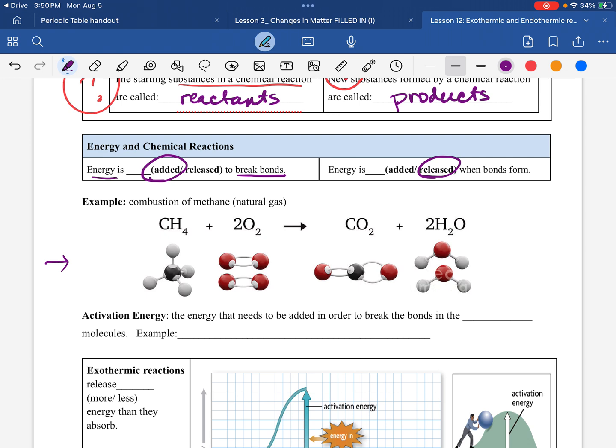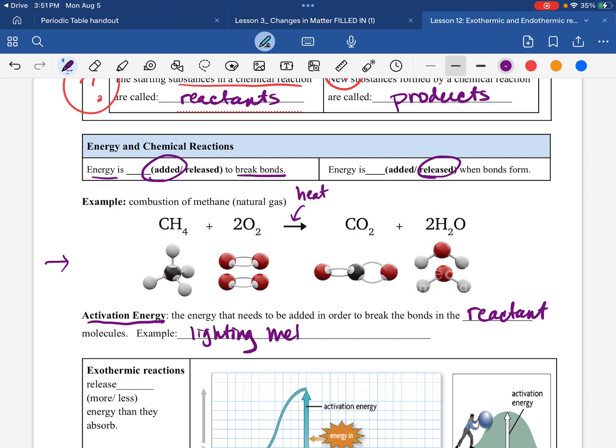And so in order for a reaction to start, we're going to need to add a little bit of energy to break those bonds. So just like in a gas stove, you have to have a spark, right? You have to add in a little bit of heat, either in the form of a spark from your stove or a match. Or if you have a camping stove, a match, you'll need to add it in. And that is, in chemistry, what we call activation energy. It's the energy that needs to be added in order to break the bonds in the reactant molecules.